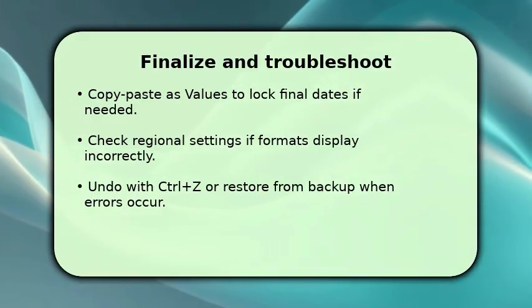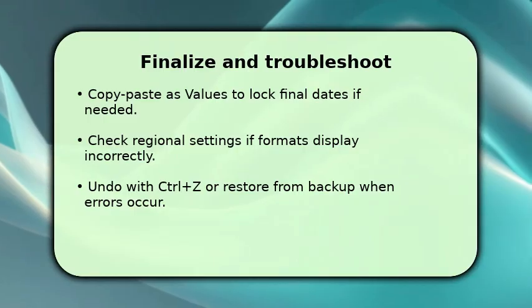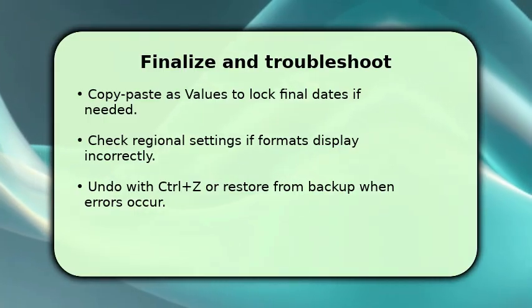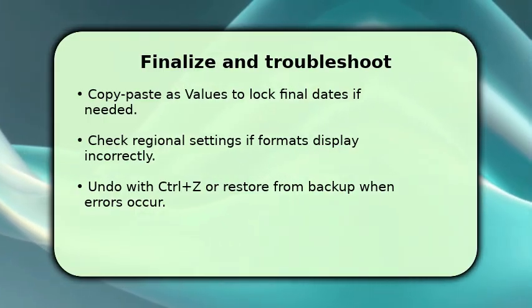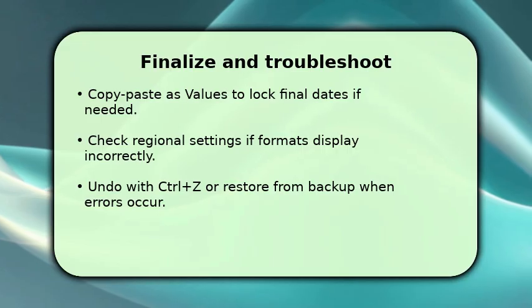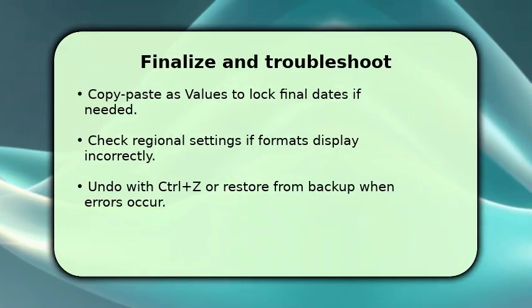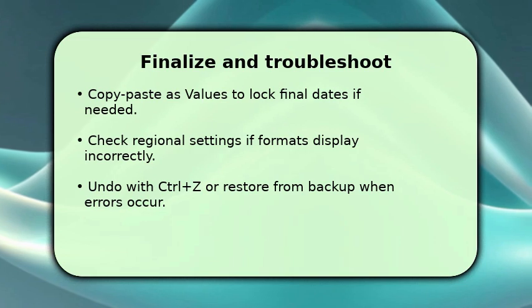If anything goes wrong, immediately use Ctrl+Z to undo or revert to your backup. Troubleshooting often stems from text versus serial confusion or accidental formula overwrites, so recheck conversion steps.